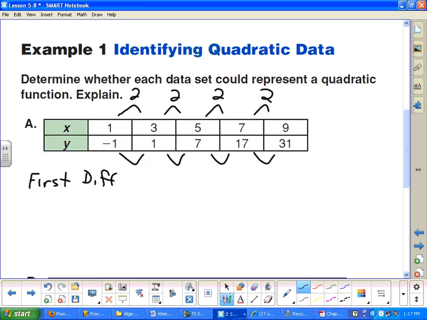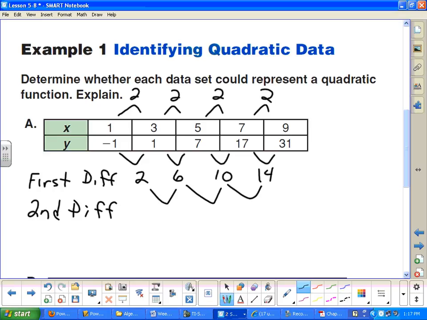Always work your way from the end back. So 31 minus 17 is 14. And 17 minus 7 is 10. 7 minus 1 is 6, and what's 1 minus negative 1? 2. So the first differences are not the same, so it's not linear. Then we check the second difference. We find the difference between those numbers: 14 minus 10, 10 minus 6, and 6 minus 2. Since those are all the same, this could be a quadratic function.